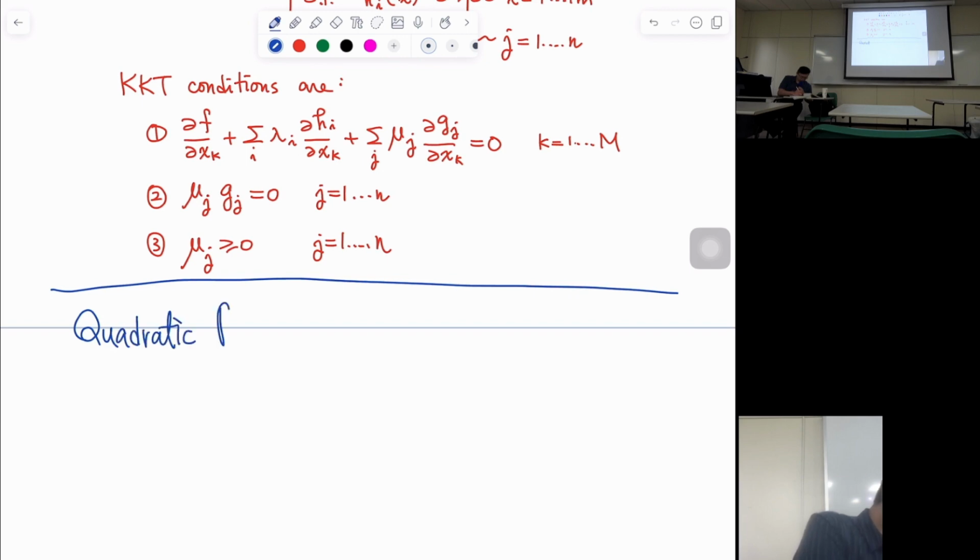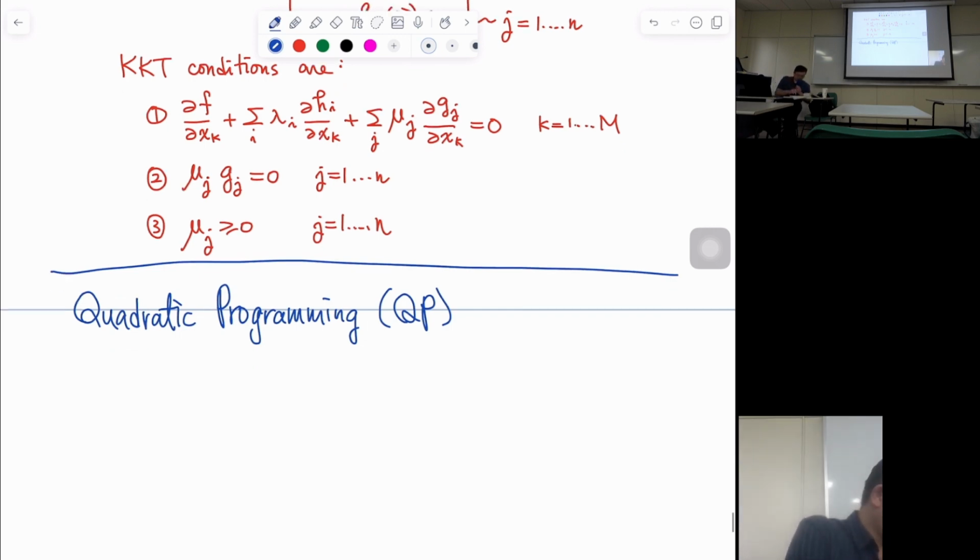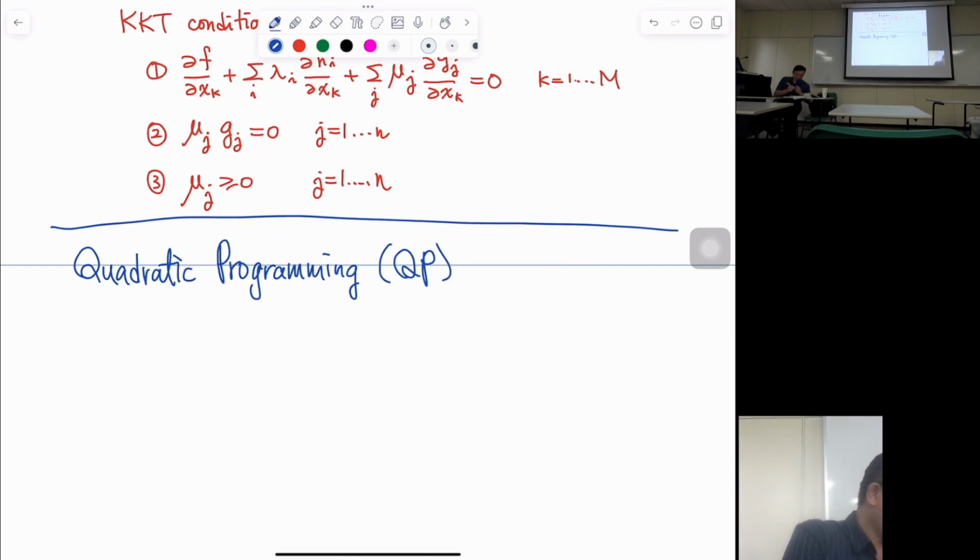Quadratic programming. Earlier we talked about linear programming, and why is this one called quadratic programming? Because we can handle nonlinear constraints, nonlinear functions. So the idea for quadratic programming is that it will formulate a general equation like this.